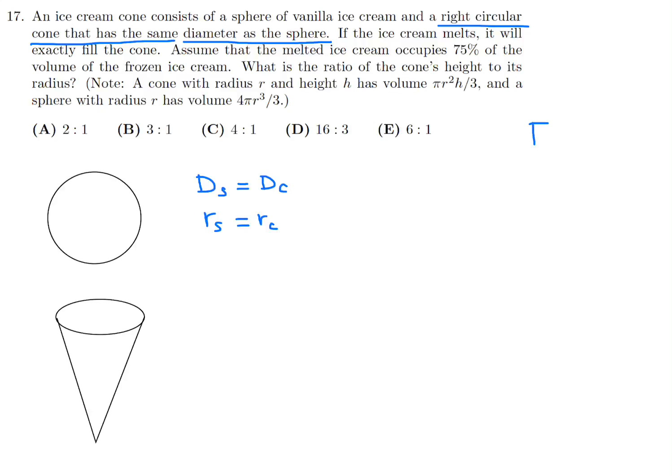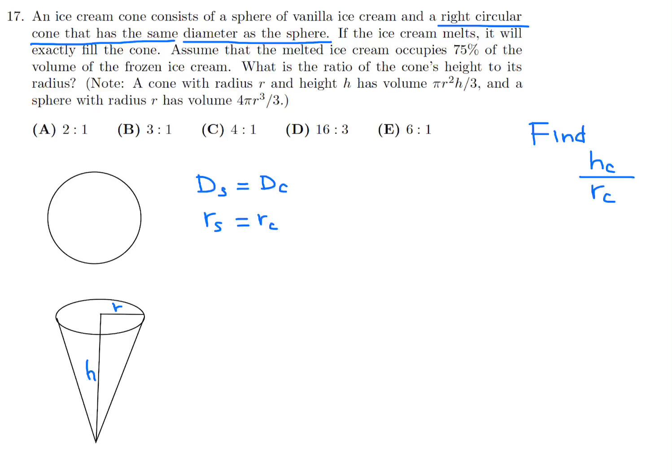Let's write down what we want to find so we don't get confused. What is the ratio of the cone's height to the radius of the cone? Okay? So let's label that. If this is the radius, the cone's height will be right here, like that. So I'll label that there. This is the height of the cone. This is the radius.